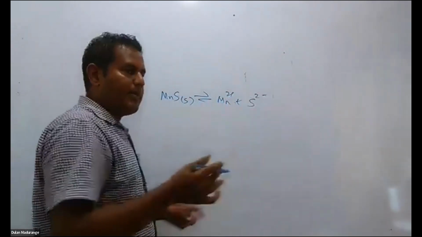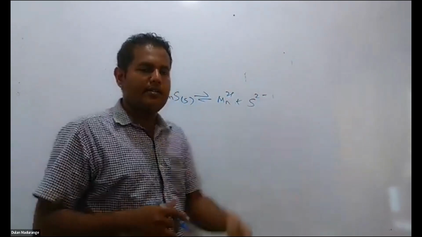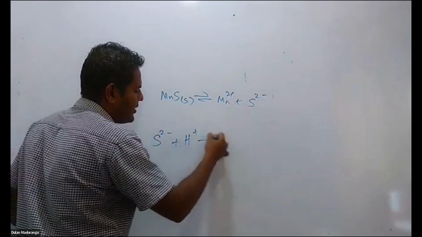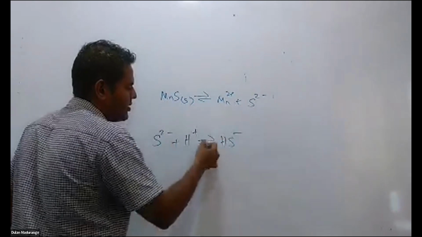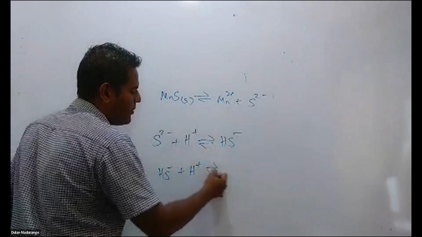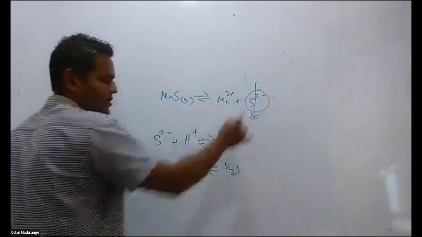So actually what will happen, this S2 minus will undergo hydrolysis if there's an acid, right? Because it is willing to form its weak acid. S2 minus will react with H plus to form HS minus. And this HS minus will react with another H plus to form H2S. Likewise, the S2 minus concentration can decrease.